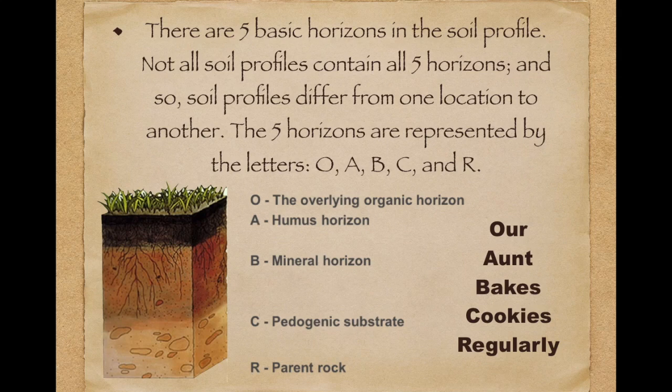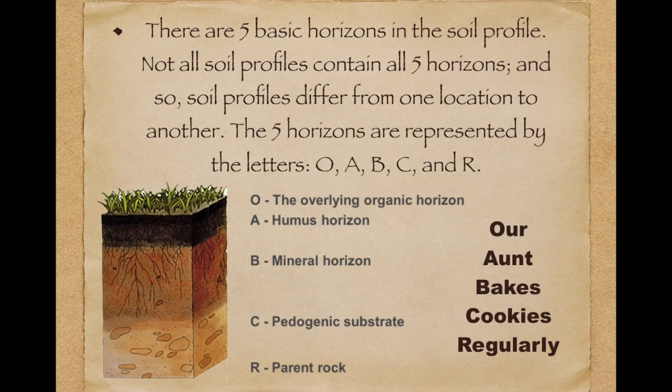So remember, O, this is where the living things are. This is the very top. This could be where the grass is, leaves are on top. But then when those things start breaking down, then that actually seeps into that little layer right below. That's going to be the humus horizon, A. Below that is going to be the mineral horizon, which is horizon B. And then we're going to have horizon C and R.